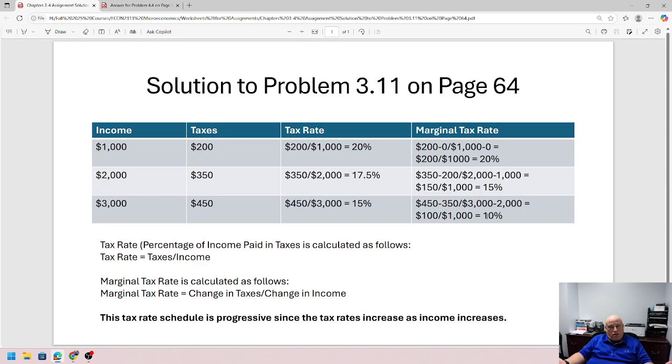You may have gotten the correct answer, but you may have gone about it in the wrong way. So I need to make sure by looking at your calculations that you're actually using the right method to get the correct answer. Okay? All right. If you have any questions about that, just let me know.